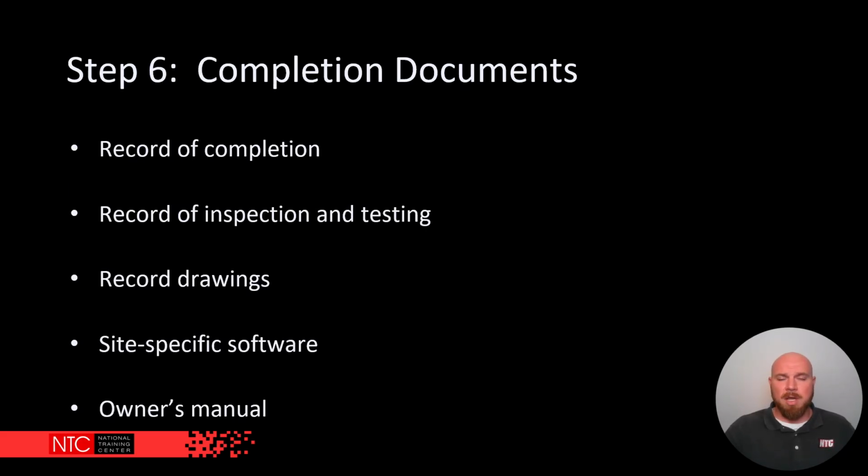Lastly, we have our completion documents. That's going to be the record of completion, record of inspection and test, 2 sets of record drawings, any site-specific software that we have for that system, and an owner's manual on how to operate the system as a whole.